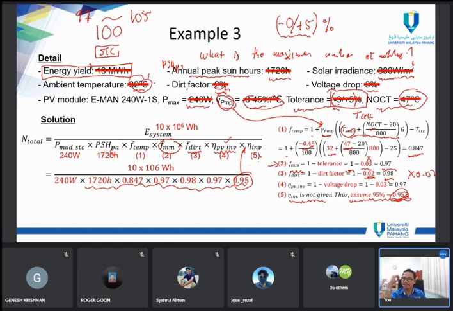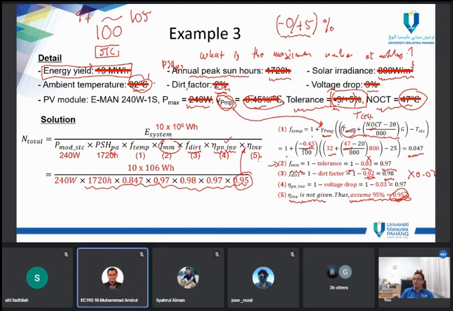Please calculate, how much is it? How much is the value for the n total? Full number with the decimals. 31.78969.